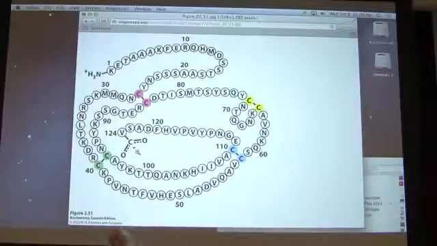Ribonuclease is of historical interest because it was the first protein that we determined the sequence of. That is, the sequence of amino acids, the first protein we discovered the sequence of amino acids of was ribonuclease.